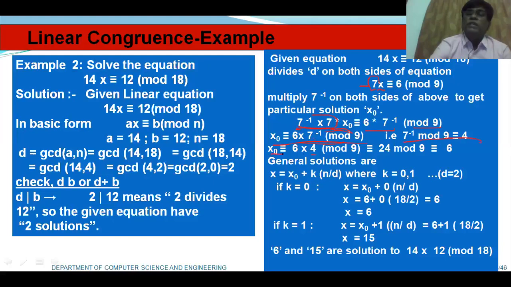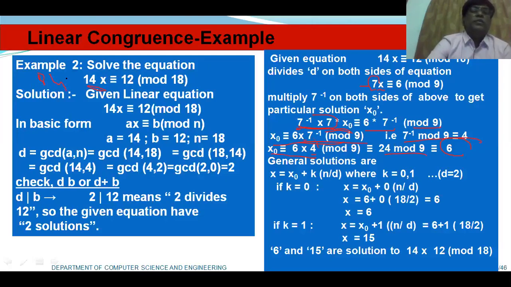So finally x naught is equal to 6 into 4 mod 9. This is equal to 24 mod 9. What is the remainder after modulo dividing 24 by 9? 9 twos are 18, so the remainder is 6. So x naught is equal to 6. You can verify: 14 into 6 is congruent to 12 mod 18. 14 into 6 is 84.